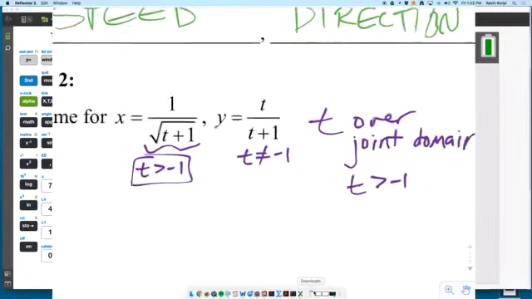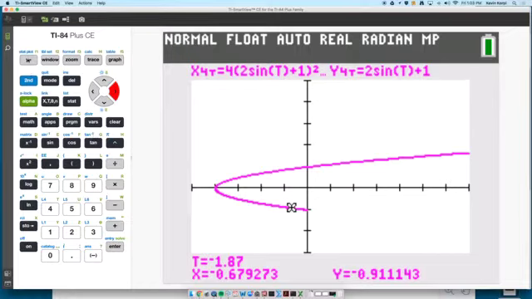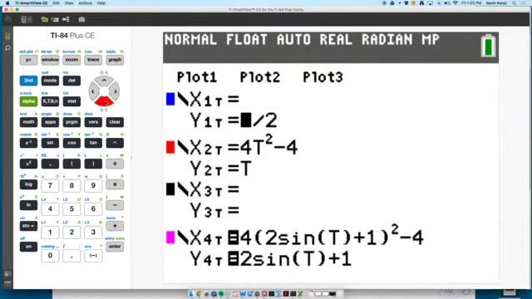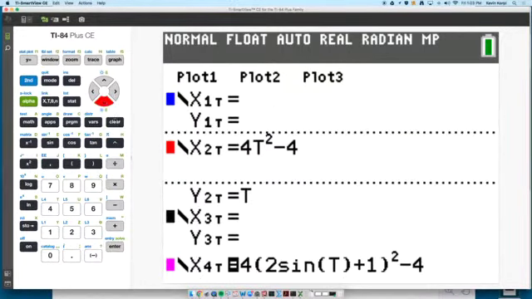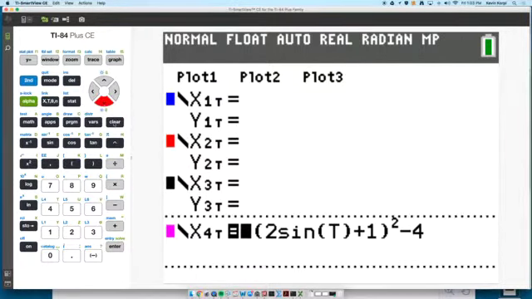So let's go ahead, and we could do this by hand, but I think you kind of get the idea of how to plug in points. Let's just go to the calculator. Y equals, let me clear out all of these.